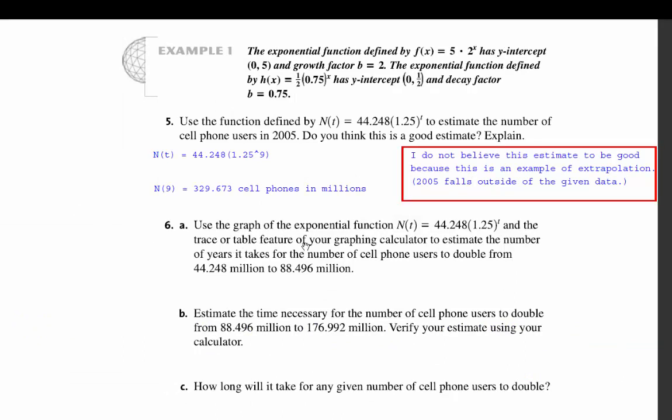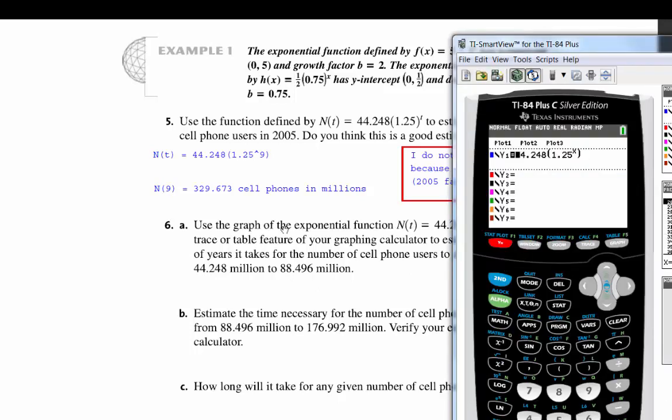Part 6 says use the graph of the exponential function and the trace or table feature of your calculator to determine the number of years it will take for the number of cell phone users to double from 44 million to 88 million. So again, here is my equation, that 44.248 times 1.25 raised to the x. I press graph. There's my graph. And we want to know how long does it take to go from 44 million users to 88. And it says we could use the table or the trace feature.